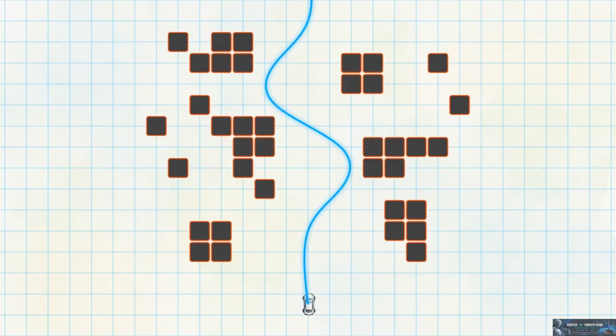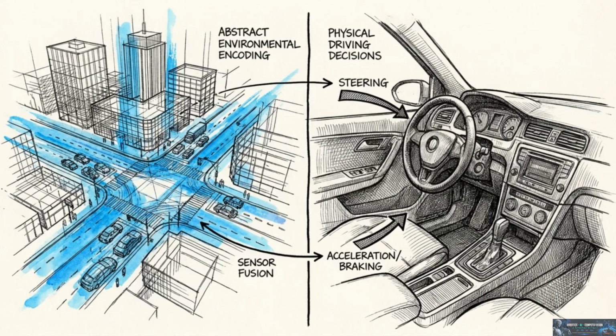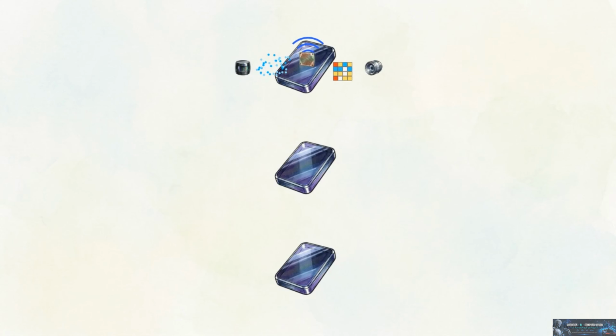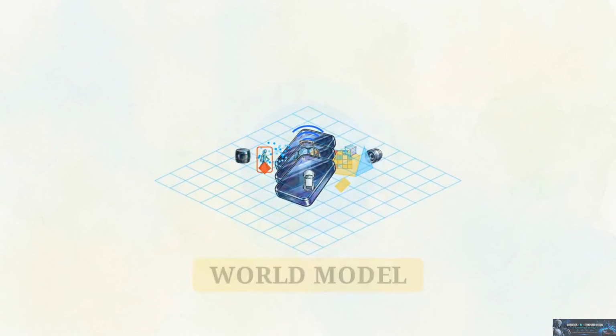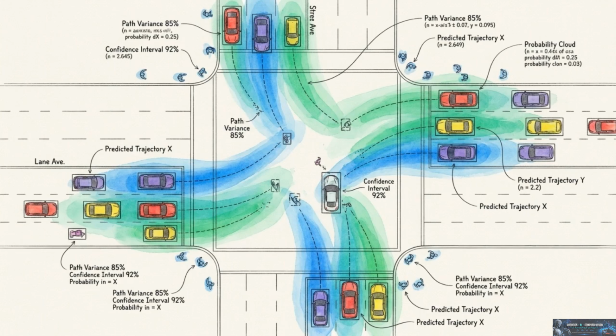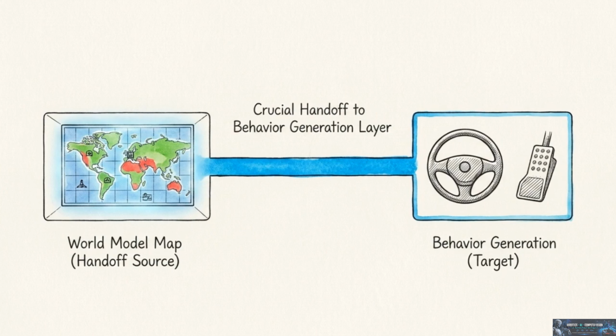The perception stack does not make driving decisions. Its sole function is to encode the environment. The sensors layer the physical measurements, the neural networks extract the semantic context, and the transformers project that data into a Cartesian grid. The result is a highly detailed probabilistic world model. This computed world model is then handed off to the behavior generation layer. Behavior generation is where the actual driving happens.